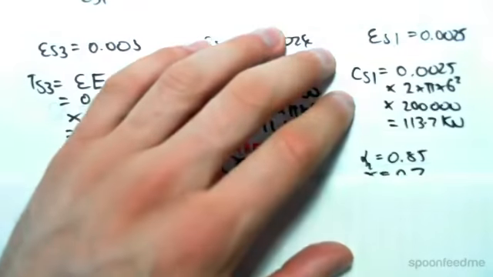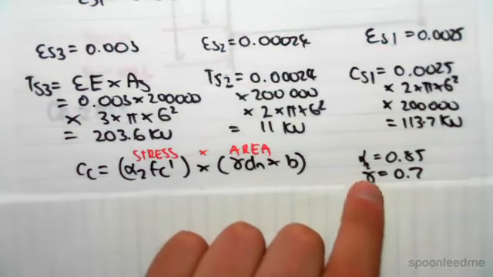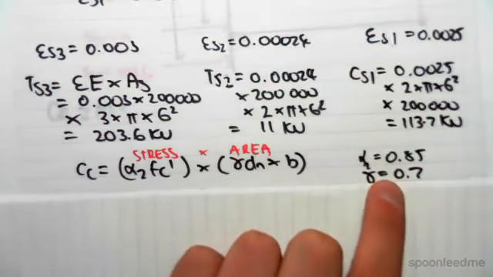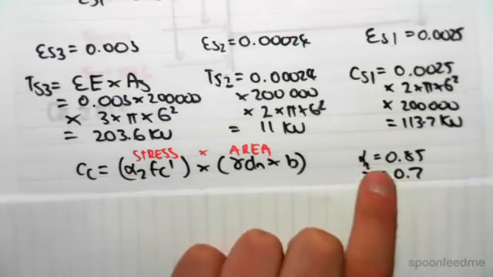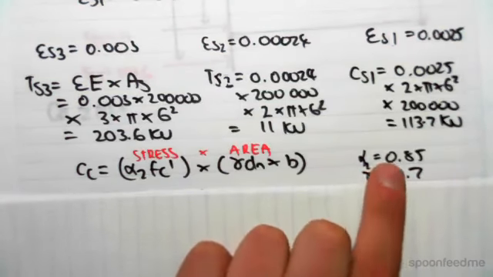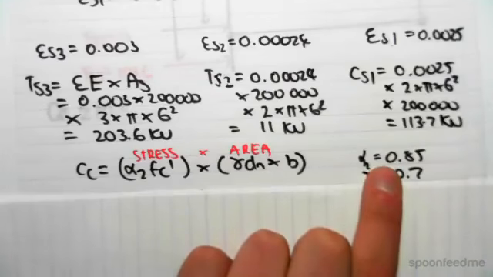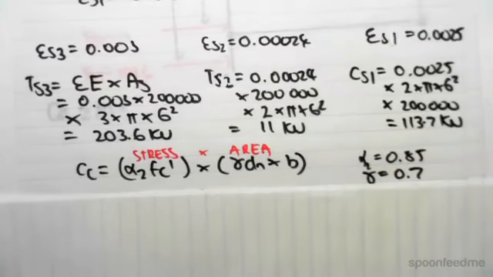Now we've found in previous videos that alpha 2 was 0.85 and gamma was 0.7. So these values don't ever change because they're only dependent on the strength of the concrete. So they're not going to change for any point we're looking at.